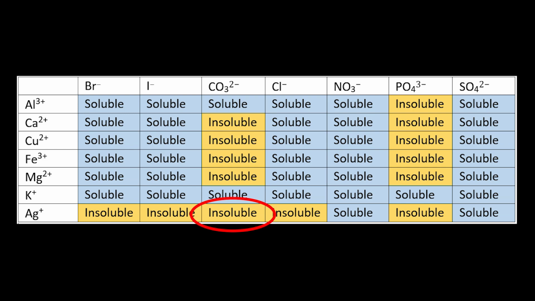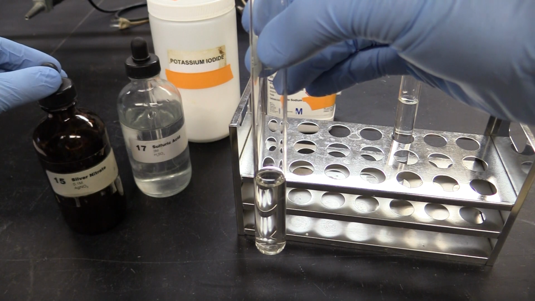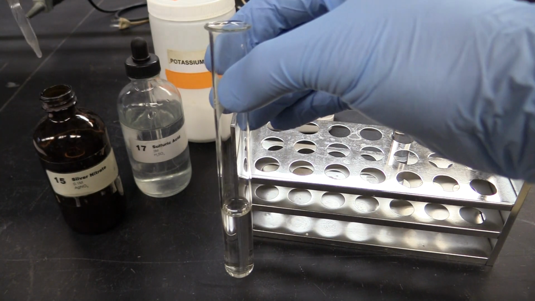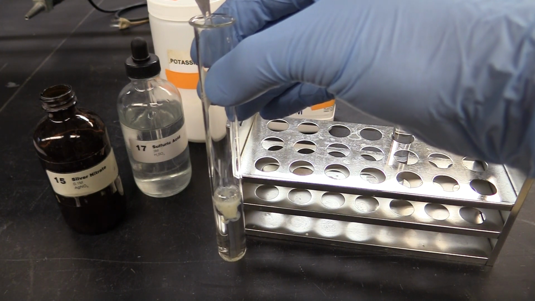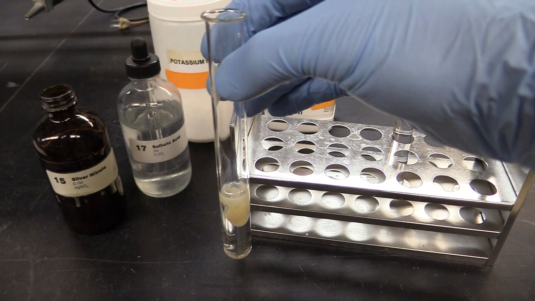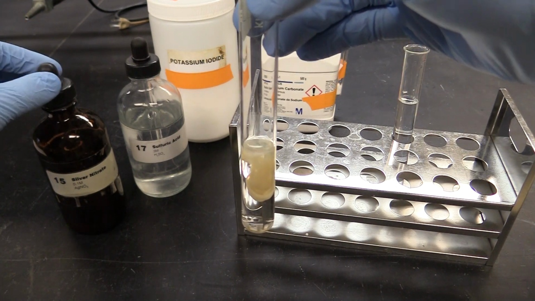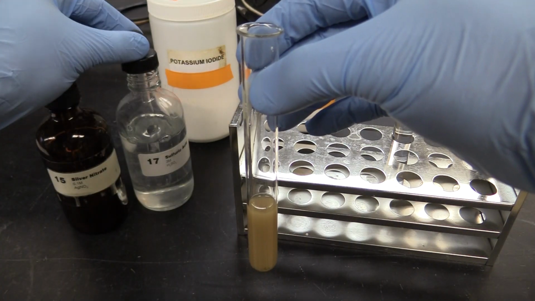There is one exception though, and that's carbonate. Most charts say silver carbonate is insoluble in solution, and if we were to just mix some silver with a little carbonate, we would indeed get a precipitate. However, there's a little more to this test than just adding silver to an anion. There's a little sulfuric acid in there too.